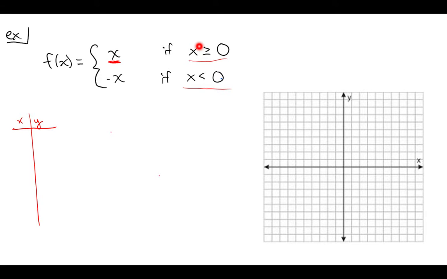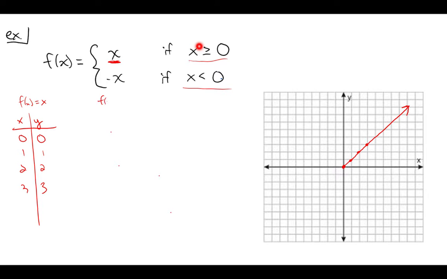Now this says for all values of x, 0 or bigger. So I'm going to start by just plugging in 0. Plug in 0, you get 0, right? You plug in 1, well, you get 1 out. And this is for, again, f of x equals x. You plug in 2, you get 2 out. And 3, you get 3 out. You know the deal. All right, so if I were to start graphing this, 0, 0, 1, 1, 2, 2, 3, 3, this would just look like this. And notice I put a solid dot there at 0, 0 because it does include that point.